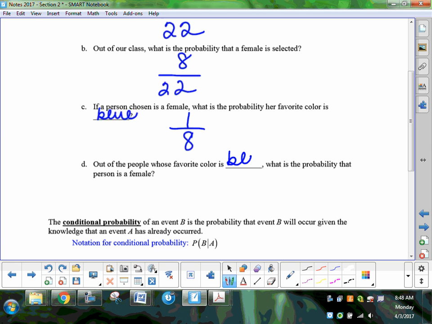Out of the people whose favorite color is blue, what's the probability that that person is a female? Hands up, please, when you can answer that and give a justification for it. We've only got 2, and this is a part of statistics where you have to read in these situations. What do you want to say? 1 out of 7. Why did you say that?